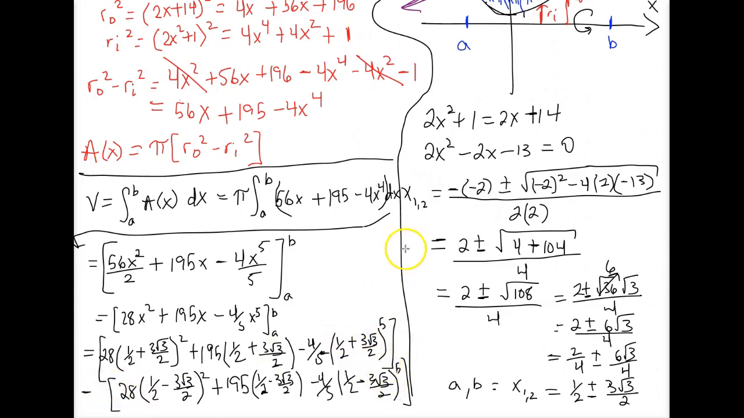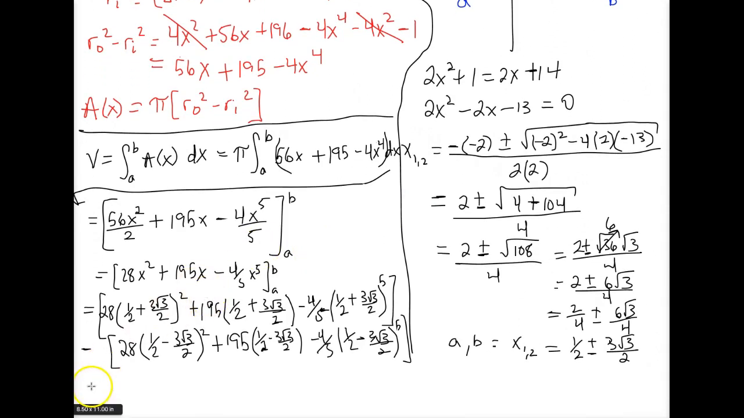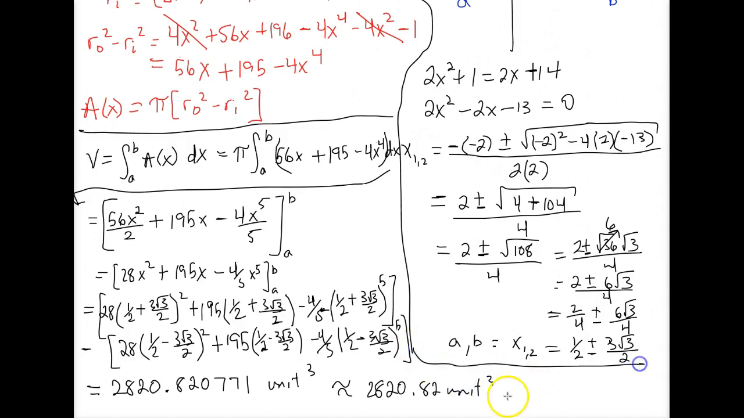And of course, if we go and just put that into our calculators and calculate, what you'll see is you'll get something like this, 2,820.820771 cubic units. And of course, if we're rounding to, let's say 2 decimal places, then we'll just round to 0.82 cubic units. And that would be our final answer for that example.